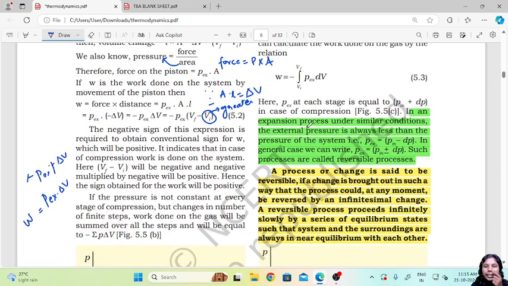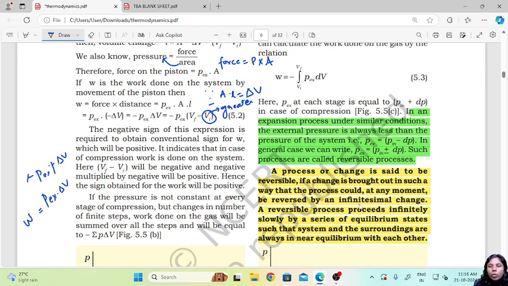Now here Pex at each stage will be equal to what? P internal plus the change in pressure that occurs, in case of compression. In an expansion process under similar conditions, the external pressure is always less than the pressure of the system, that is Pex will be equal to P internal, the pressure inside, minus dP, the change in pressure that occurs. In the general case, we can write that P external will be equal to P internal plus or minus the change that occurs. Such processes are called reversible processes.